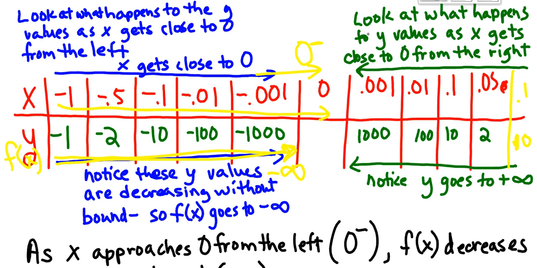So in green it says, look what happens to y values as x gets close to 0 from the right. So if we're coming from the right, we're getting close to 0 from the positive side. And, right, we're going to put a plus sign, left, we're going to put a negative sign. And then look what's happening. We have 0, 10, 100, 1,000. Notice that the y values are going to +infinity. So y is f of x again, and that's going to +infinity as we look at that.